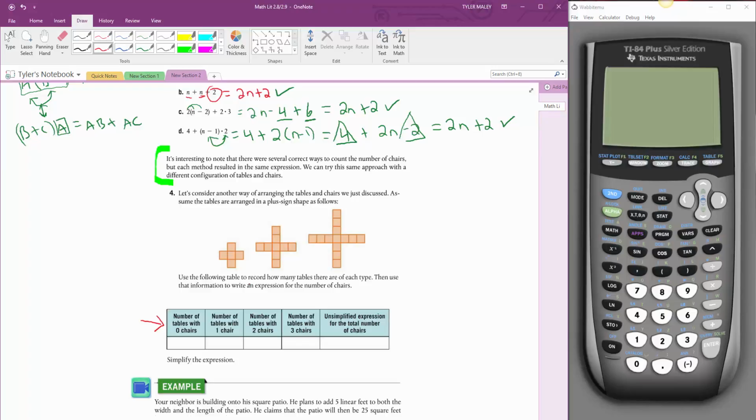Initially what we're trying to figure out is how many chairs we can get if I have n tables. Just as a reminder, I'll write down that n equals the number of tables.